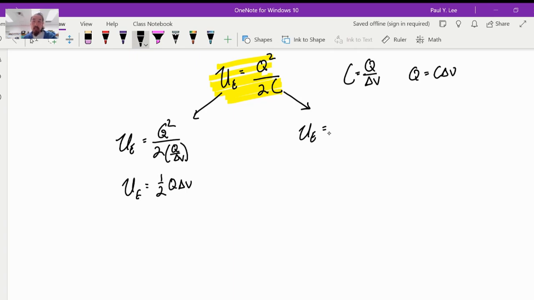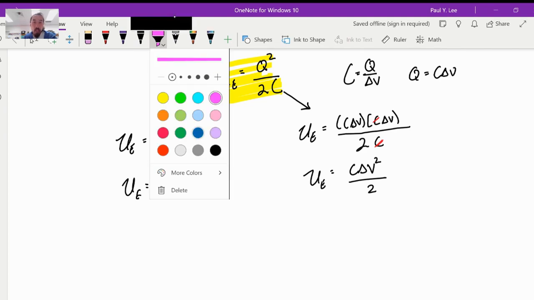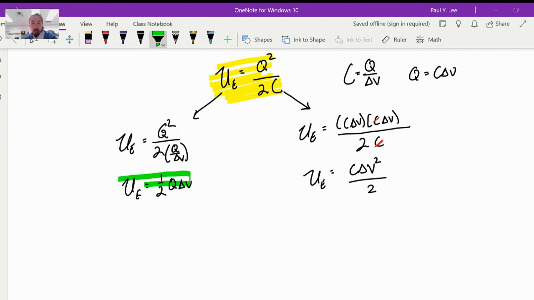So instead of writing C delta V squared, because it is squared, I'm going to just show that there's two of them, C delta V times C delta V. Okay, so that's my Q squared substitution all over 2C. And so here we can see that one of the C's cancels out with the denominator C, and we end up with C delta V squared all over 2. And this is the other formula that you'll see on your formula sheet. So that is how we can derive the two formulas from your formula sheet.